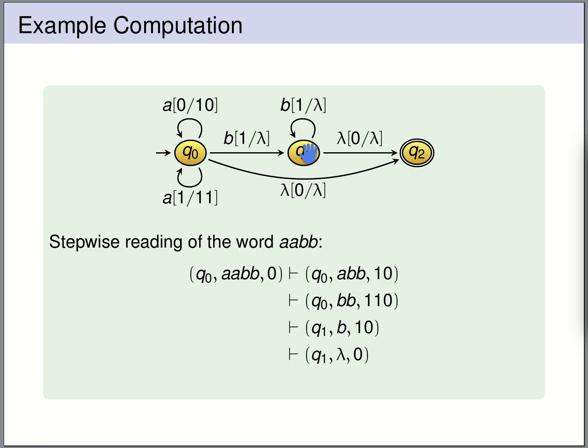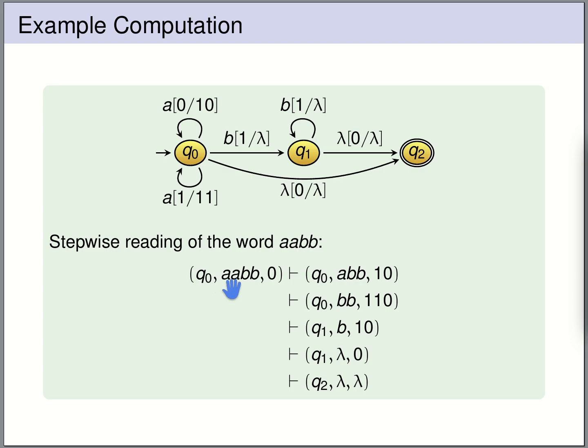This means that now we can take only this transition. The lambda transition does not consume any input, but it removes the 0 from the stack. So we get to Q2 with an empty input and an empty stack.